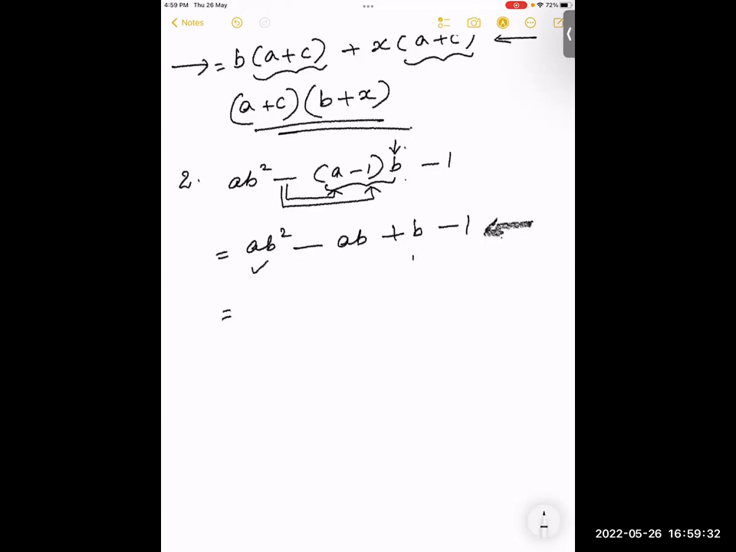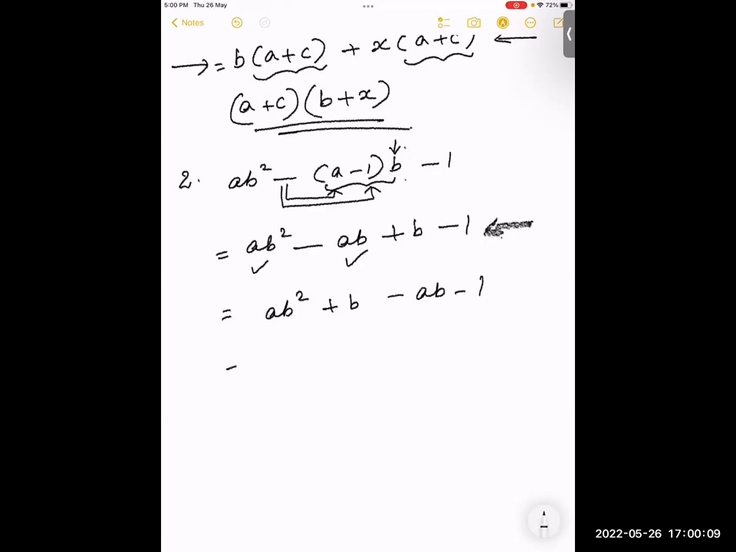When you look at it, you can think of taking AB square and B, or if you want, you can take AB square and AB. Any which way is fine. But only one approach will give you the right answer. So I will take AB square plus B. This might not be the right approach, but I want to show you the wrong one also. Only then you will learn the right one. So take AB square plus B minus AB minus 1.